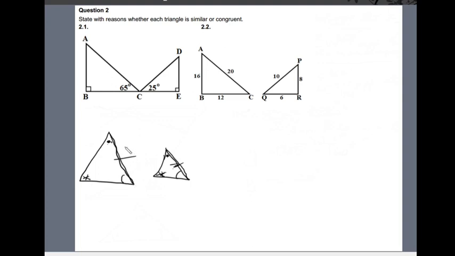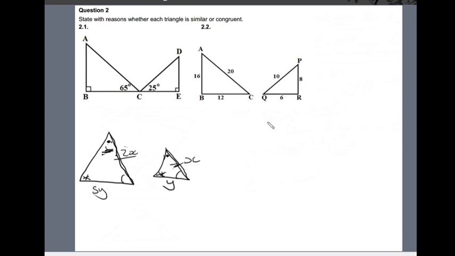If this side in this triangle is x, this side could be 2x, 3x, or 4x. It could be anything, right? And then again, if maybe this side is y, this one can be 5y, 10y, or anything. And then you show that the corresponding sides are in the same proportion, and the corresponding angles are equal. Those are similar triangles. And then congruent triangles.